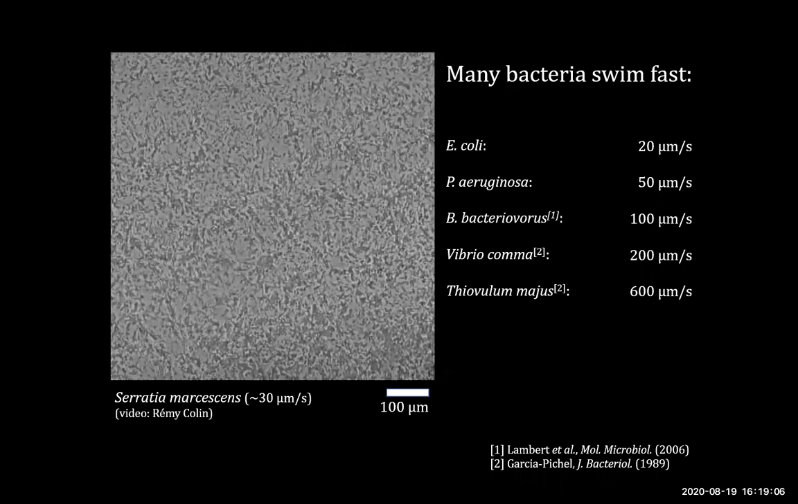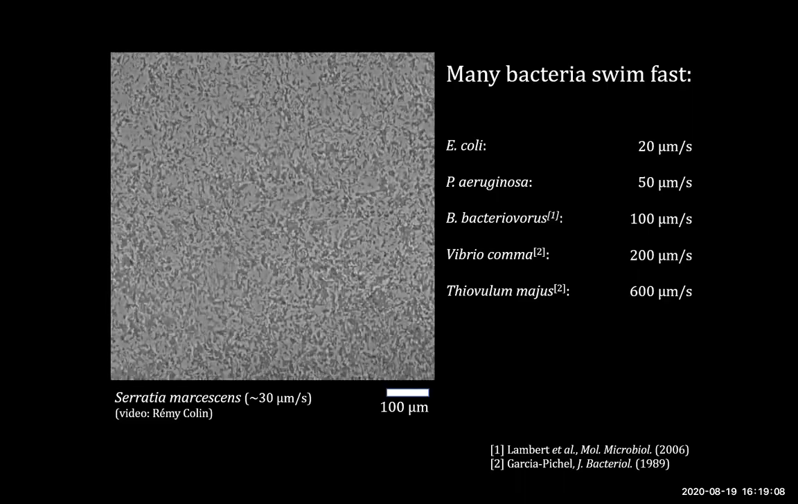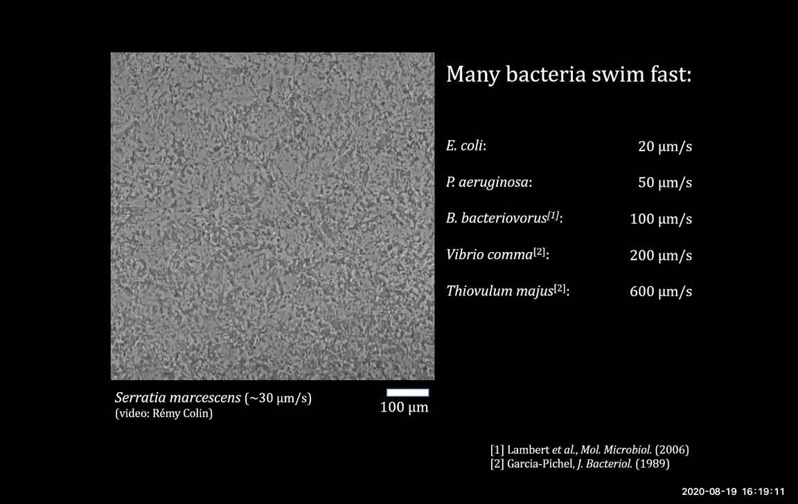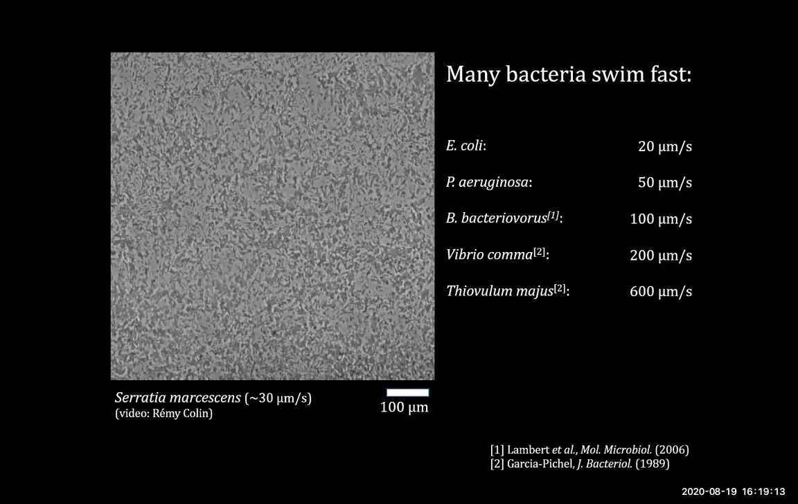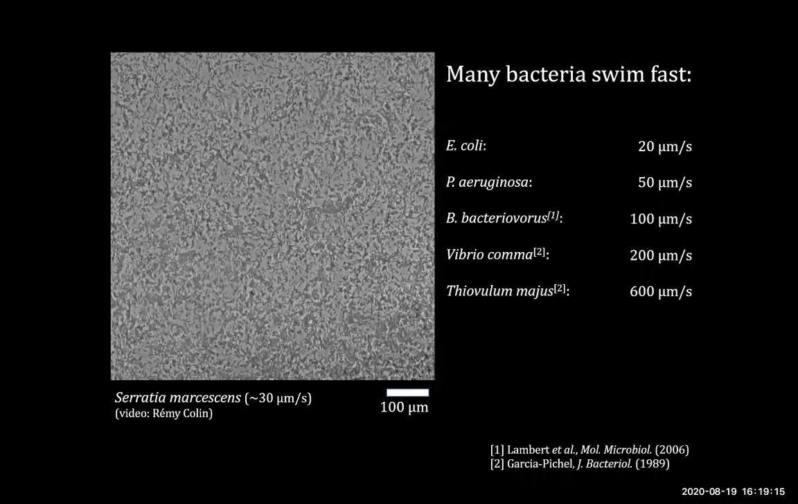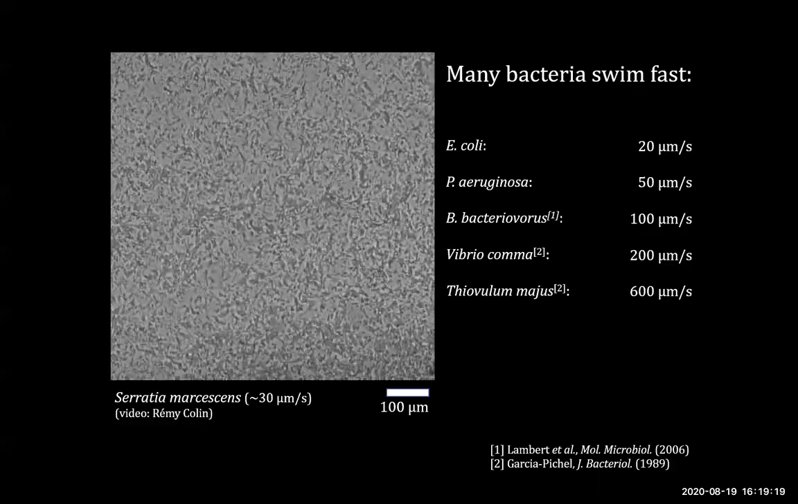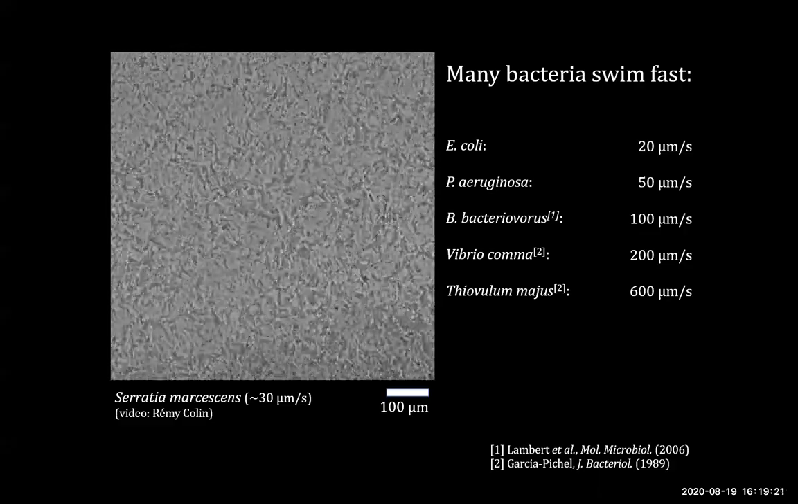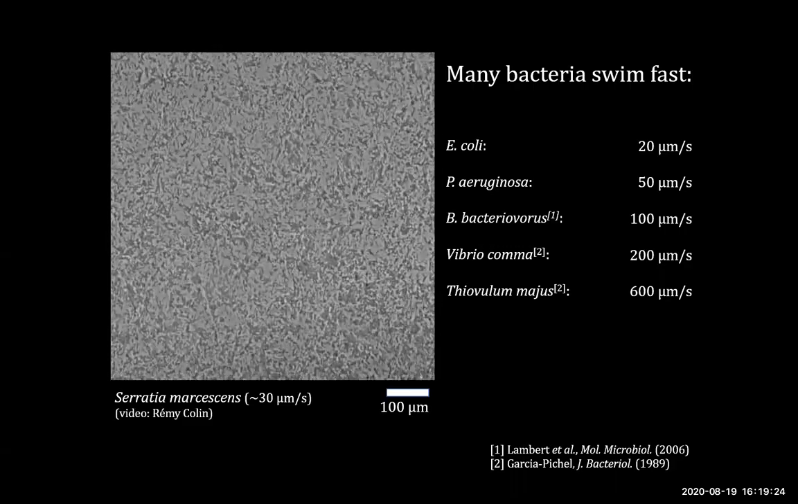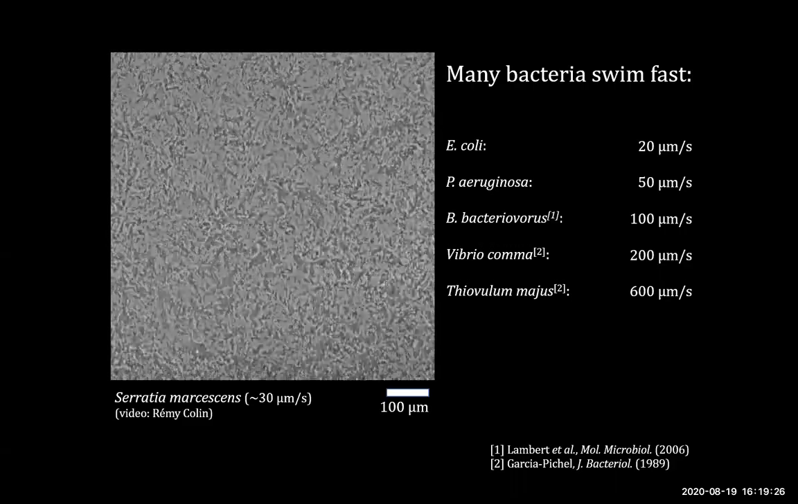Some of the ocean-going bacteria, like this Vibrio species and this Thiovulum major species at the bottom, swim very, very fast, almost 0.5 millimeter a second, despite being only a few microns to a couple of tens of microns in size. The video is an example of Serratia marcescens swimming around on the surface of an agar plate. This was made by a former postdoc of mine in the lab.